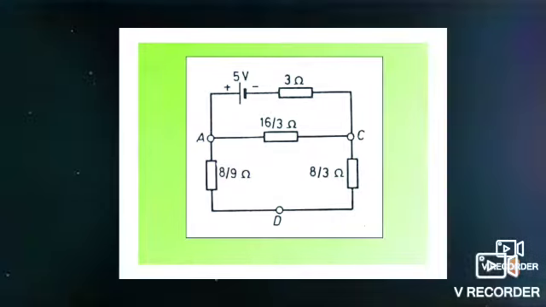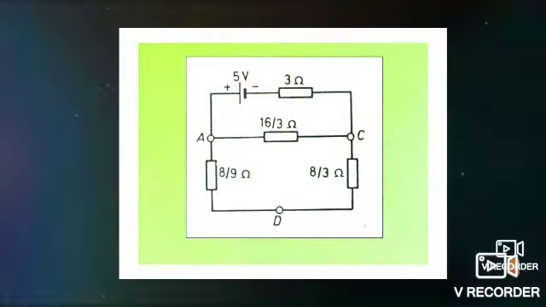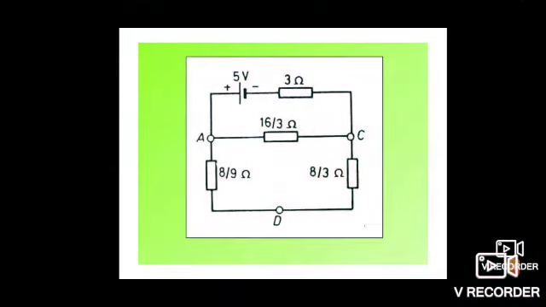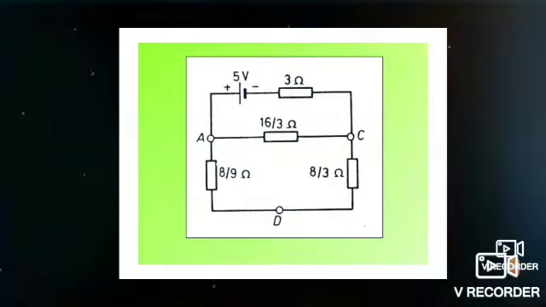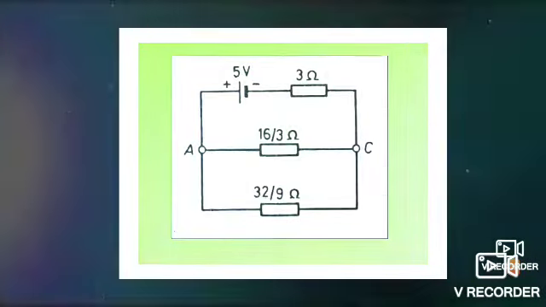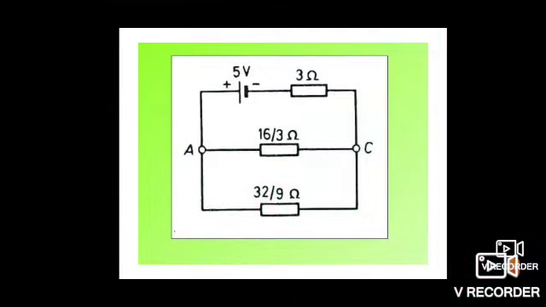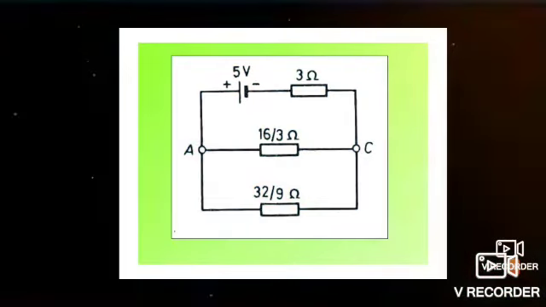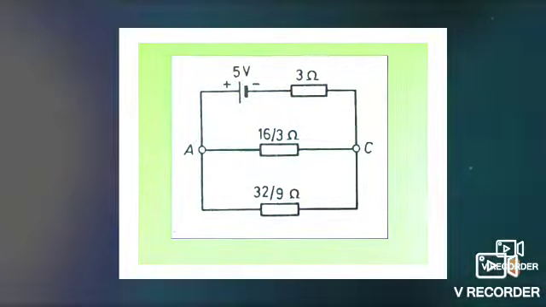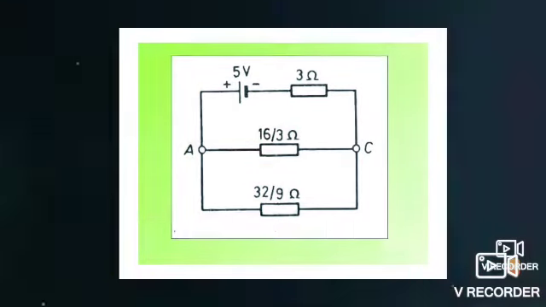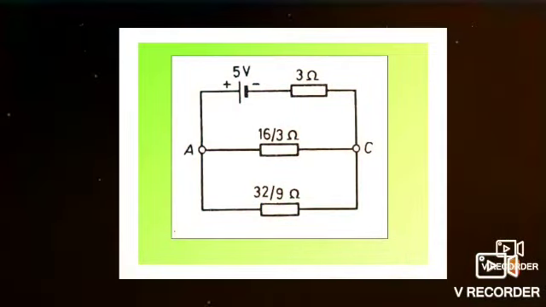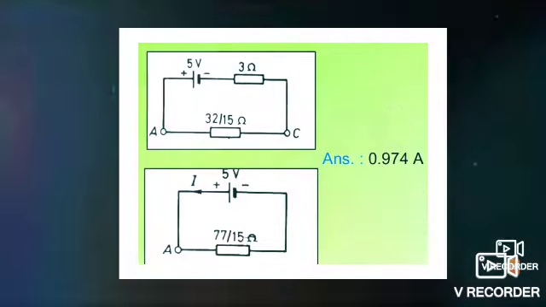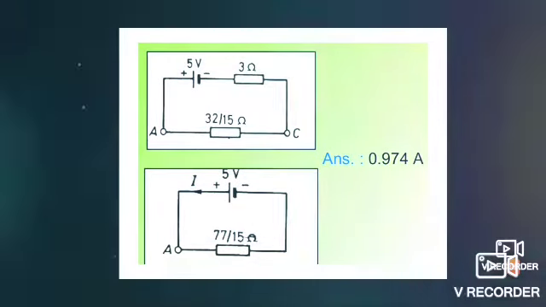Now we have to series the 8 by 9 ohm and 8 by 3 ohm. 8 by 9 ohm and 8 by 3 ohm are in series. So 8 by 9 plus 8 by 3. That gives 32 by 9 ohm. Now the 32 by 9 ohm and 16 by 3 ohm is in parallel. So we have to reduce the parallel, that is R2 R1 by R1 plus R2. By using this formula we can get the answer as 32 by 15 ohm.